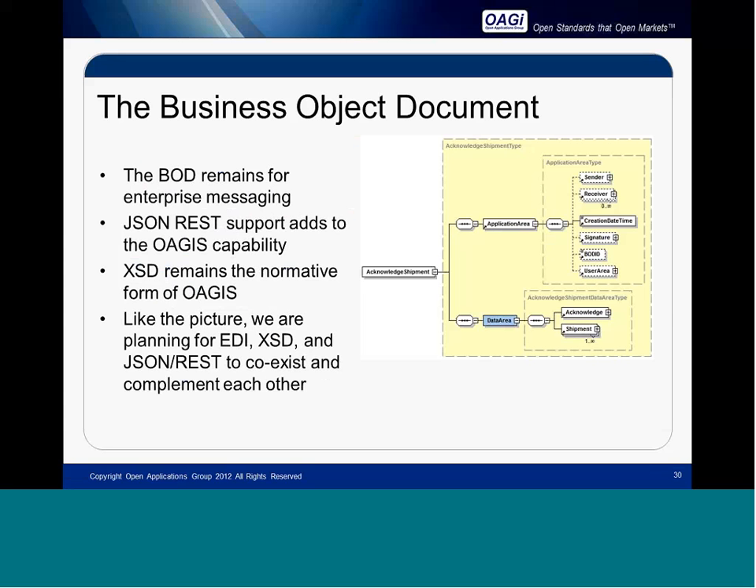So the BOD is going to remain for enterprise messaging, and the REST support is additional to our BOD architecture. The XSD remains the normative form of OAGIS moving forward. JSON will be an expression from the model, and you'll hear more about the model terminology as we move into OAGIS X, and we'll be announcing the first public review of OAGIS Release 10 on Monday of next week. And so XSD remains the normative, and we are planning for the EDI, XSD, and JSON REST to coexist.